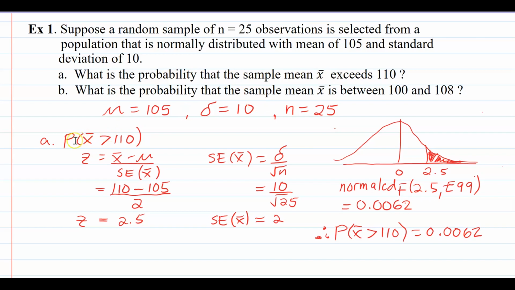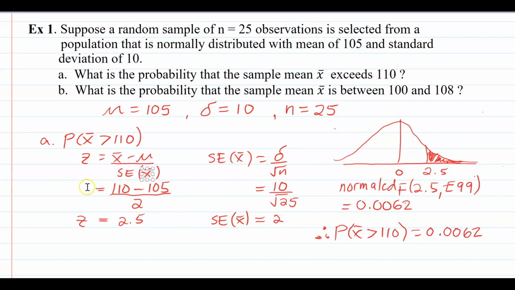So we can write the probability question as P of x bar greater than 110. From this, we can calculate the z value corresponding to x bar equals 110. Our formula is z equals x bar minus mu over the standard error of x bar. The standard error of x bar is given by sigma divided by the square root of n. Our sigma is 10, our n is 25, so we have 10 over square root of 25. Our standard error of x bar is 10 over 5, which equals 2.